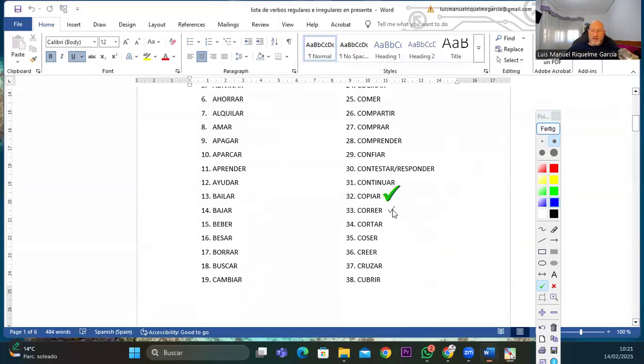Correr, to run. Cortar, to cut something with your knife, with your scissors. Coser, to sew. Creer, to believe. Cruzar, to cross the street, to cross the pedestrian crossing. Cubrir, to cover.